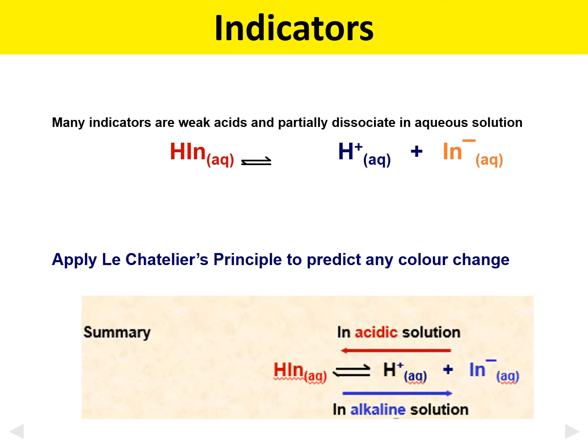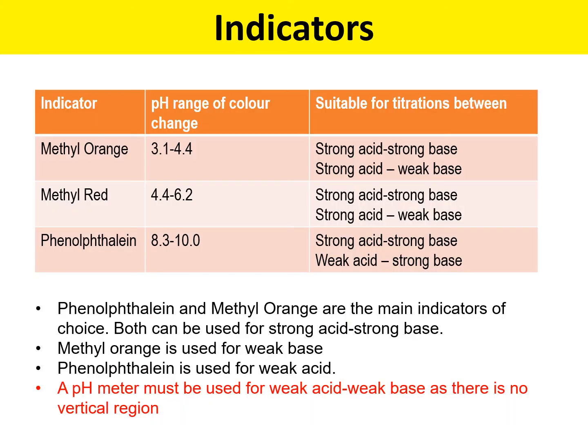Indicators are weak acids and partially dissociate in aqueous solution. What we will find is they are different colours in acidic solutions and in alkaline solutions. The indicators that we will have to study at A2 level are methyl orange and phenolphthalein. Phenolphthalein and methyl orange are the main indicators of choice. Both can be used for strong acid, strong base titrations. Methyl orange is used for weak base titrations and phenolphthalein is used for weak acid titrations.